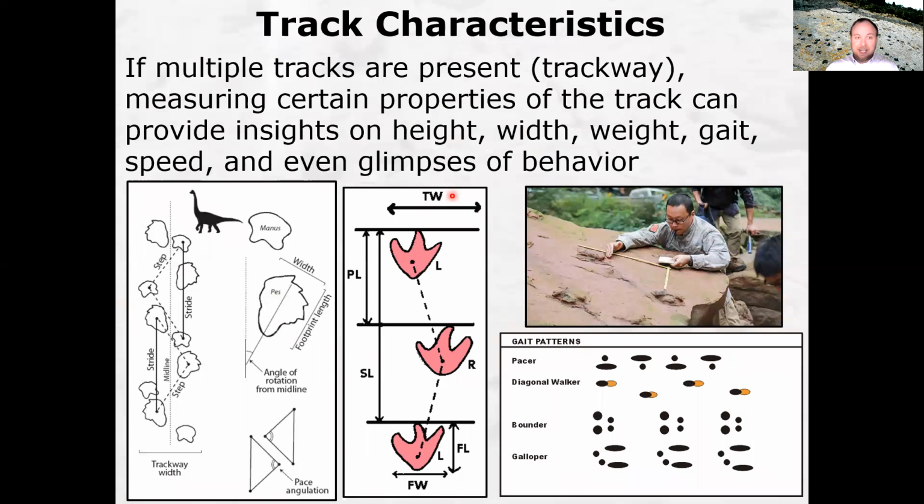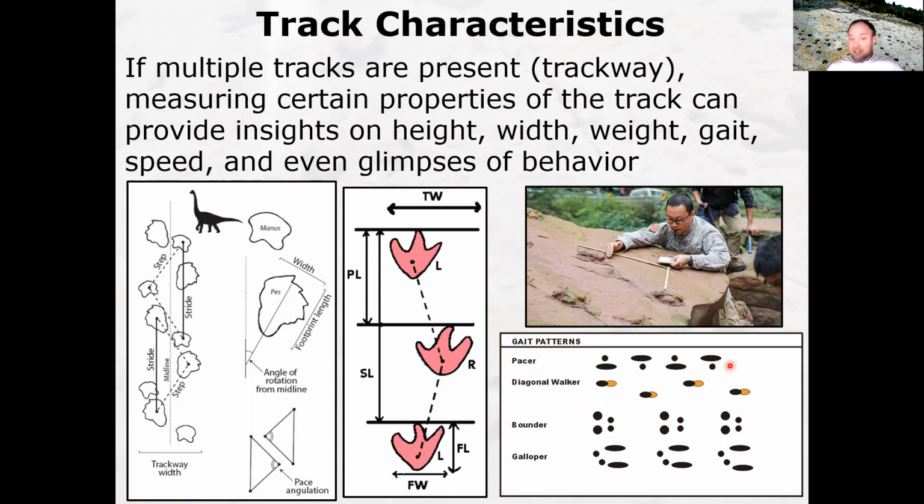So what can we look at in trackways? If multiple tracks are present, it's called a trackway. So this is a trackway, whereas an individual footprint is a track. Again, if we measure certain properties, we get a lot of information. So here's that figure that we saw before. If we know stride length, that relates to the height of the organism, or at least the length of the leg. And if we know the distance they're apart, that tells us how wide the organism is.